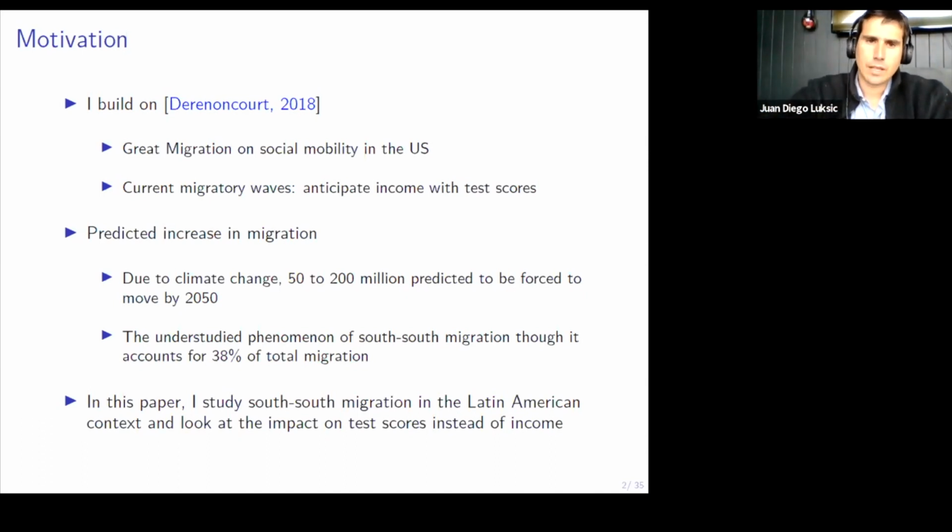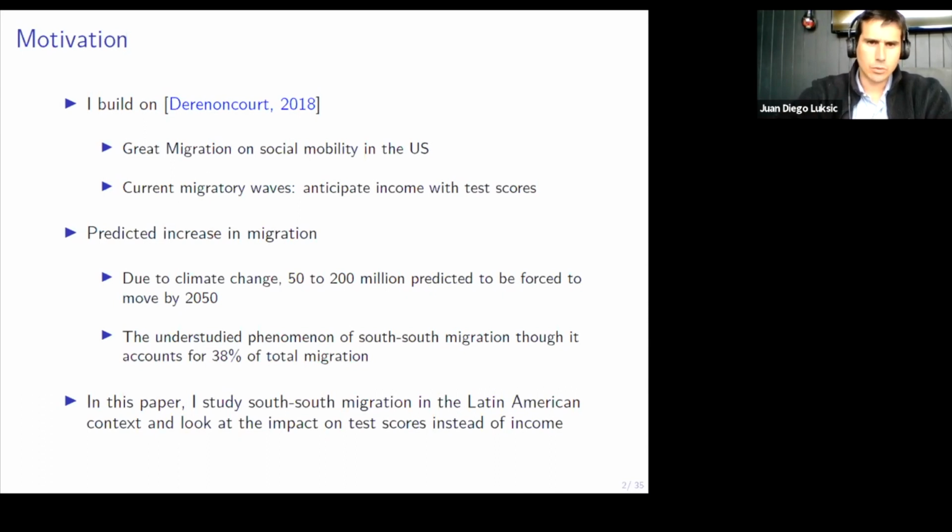After that, I thought, well, what if I start looking at current migratory waves, migration that is happening now? Because I cannot look at income at the moment, since most of the channels related to changes in the neighborhood affect children, not adults, I thought, well, what if I look at test scores instead of income? So this is where I got this idea.